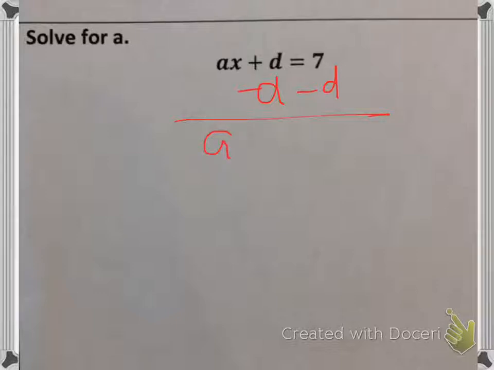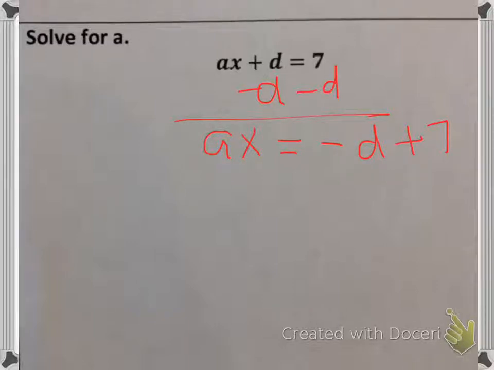Over here, I'm still left with ax. So on this side, I have a times x left. On this side, usually I like to write my variables first, so I'm going to have a negative d plus 7. Why did I decide it was plus 7? Because the 7 was positive.